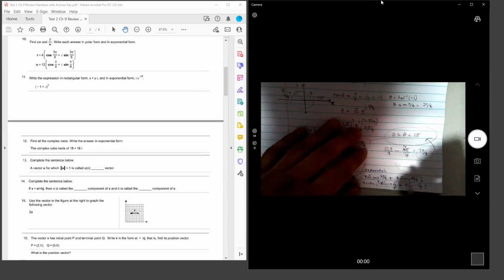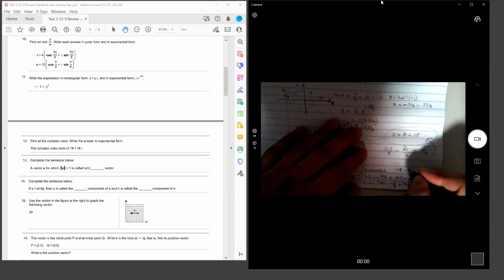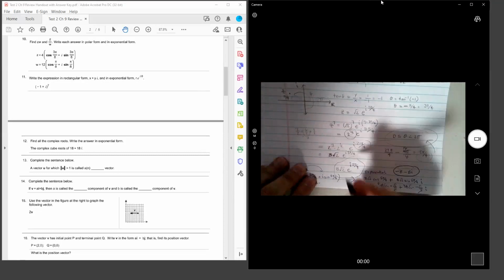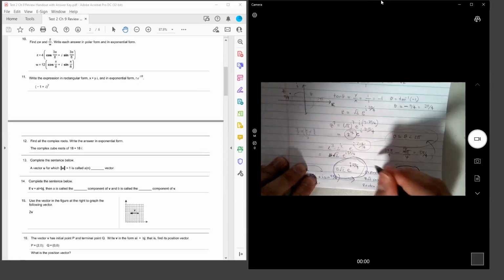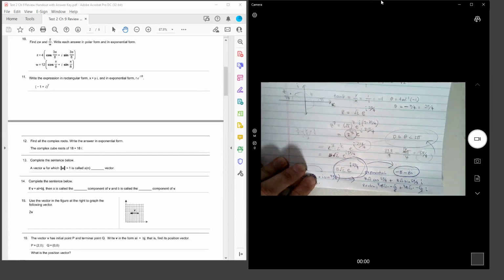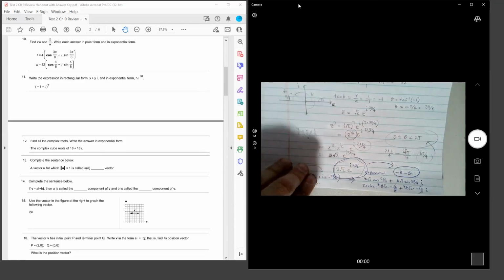This makes a 2. So we get negative 8 minus, here the same thing. That turns into a 4. This turns into a 2. So minus 8i. There it is. There's the answer. So here's the exponential form. Here is the rectangular form.